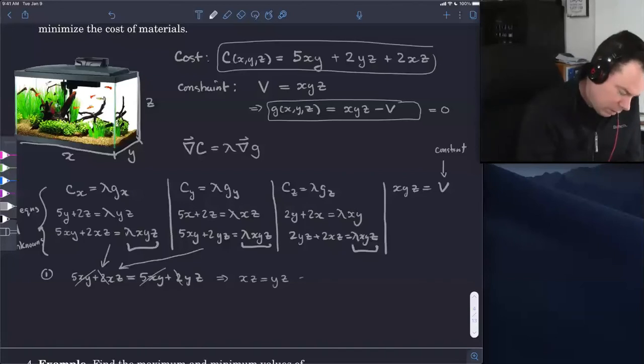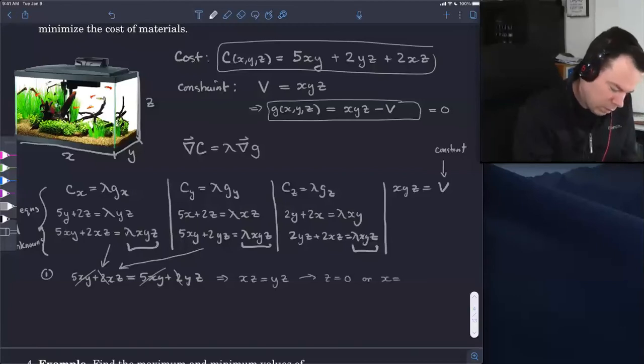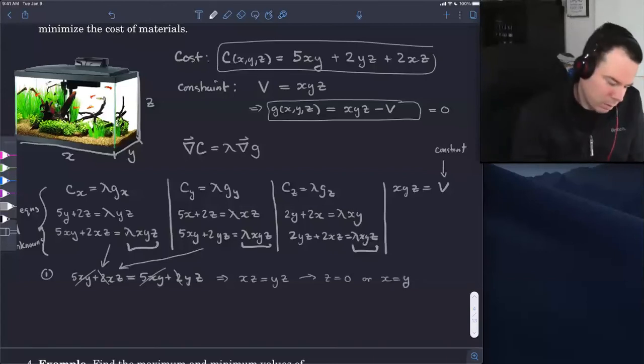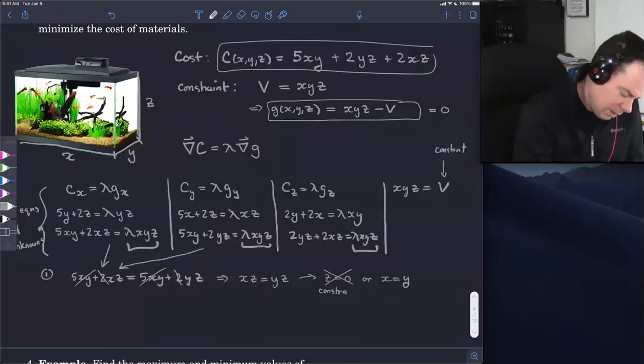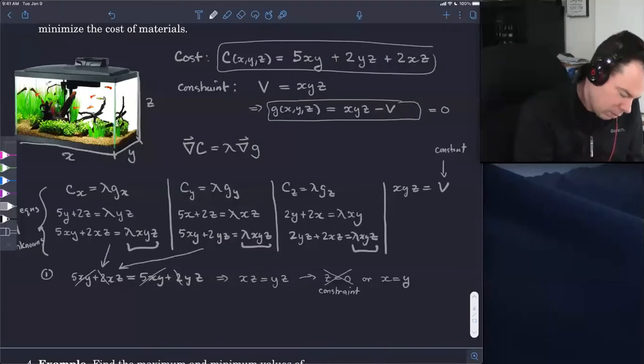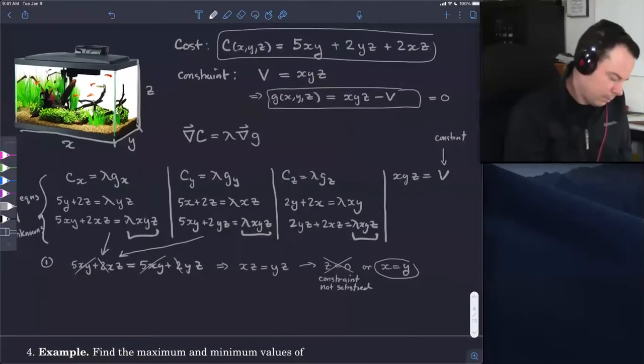That tells me that there are two solutions. There's either going to be a z equals 0 or an x equals y solution. Can z equal 0? Well, no. If z was 0, it wouldn't satisfy the constraint. In other words, we need a volume of v, and if one of the dimensions was 0, our volume would be 0. Constraint not satisfied. So x must be equal to y.